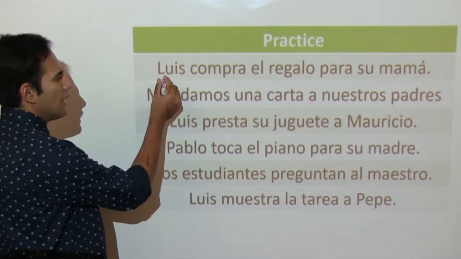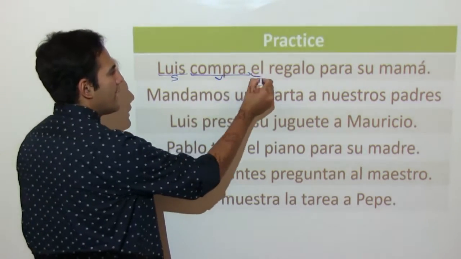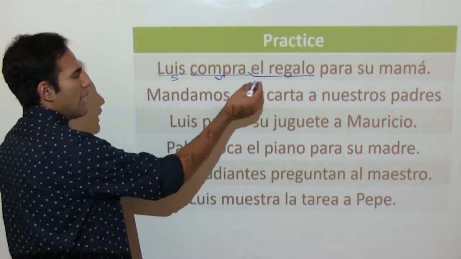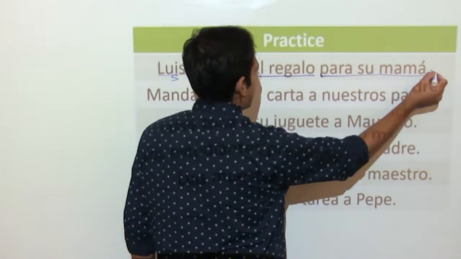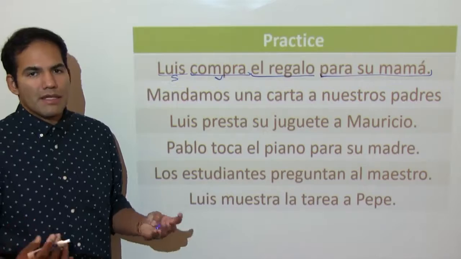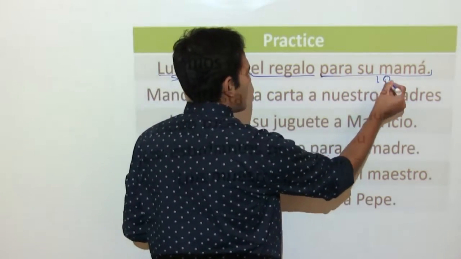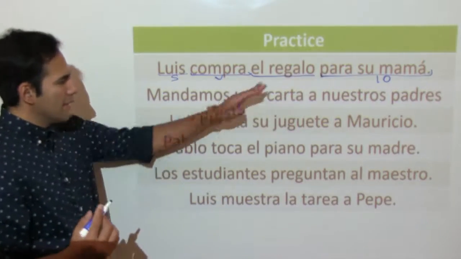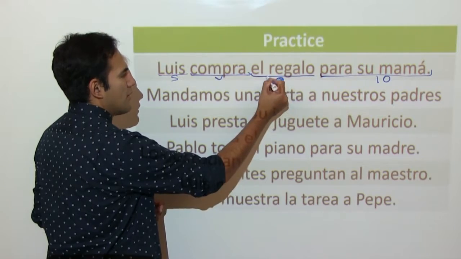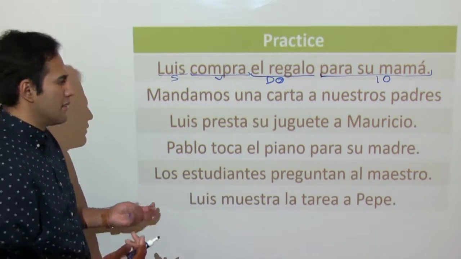So in this case, Luis will be our subject, compra, our verb, el regalo, which means the present or a gift. Luis compra el regalo para su mamá. So in this case, who is the recipient of the object? In this case, mamá. So this will be our indirect object because she's receiving the gift. The gift will be our direct object because it's the thing or the object being acted on.